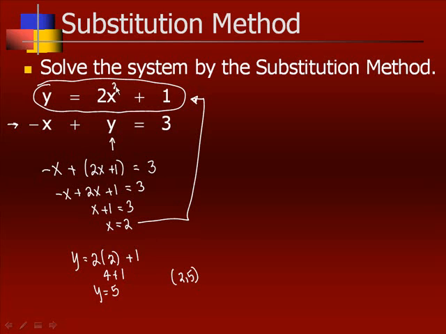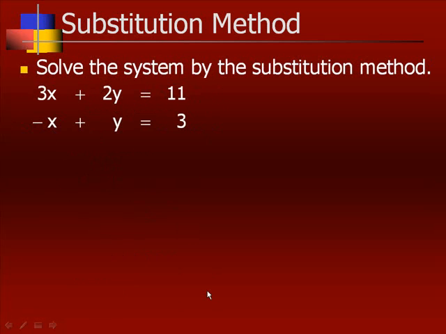Let's check it. If we check x is 2, y is 5, we get 2 times 2 is 4. 4 plus 1 is 5. It checked here, and it has to check in the second one. If x is 2 and y is 5, this becomes negative 2 plus 5, which is 3. It checks here, so our solution is 2, 5.